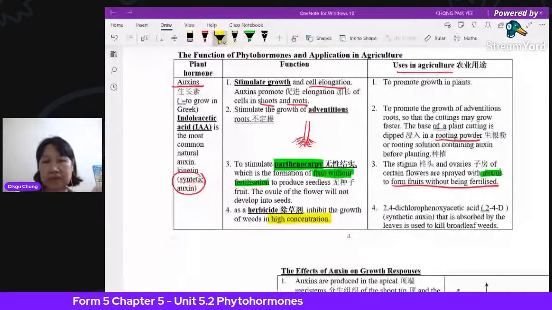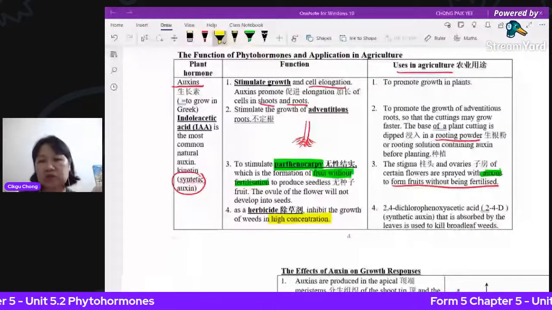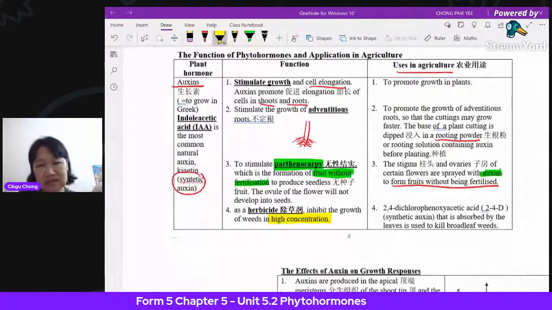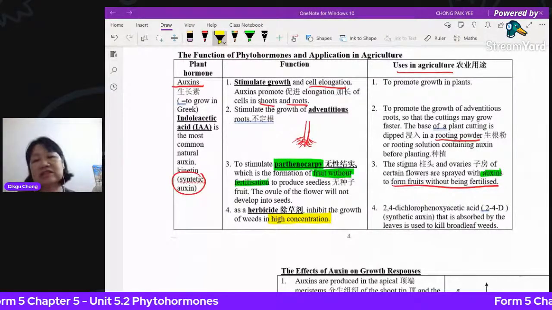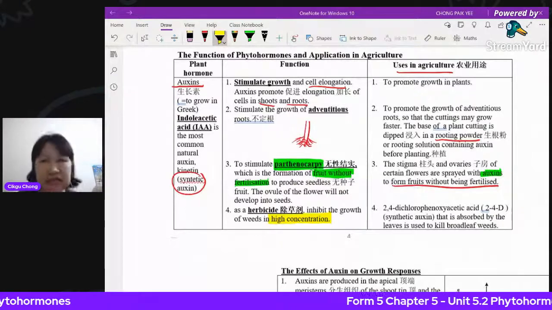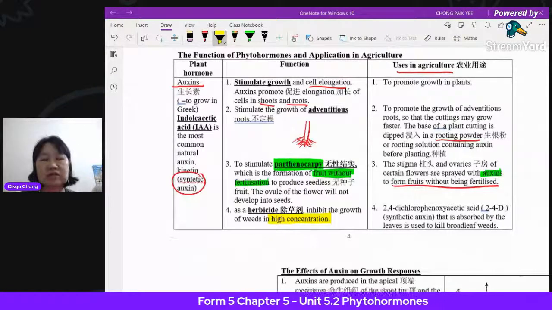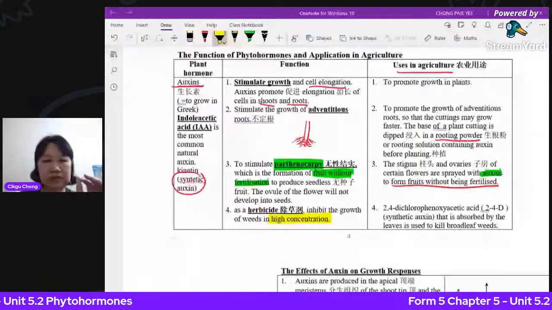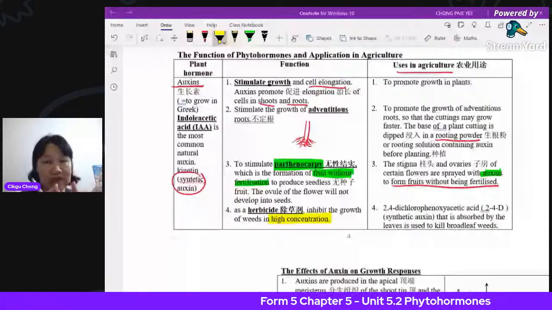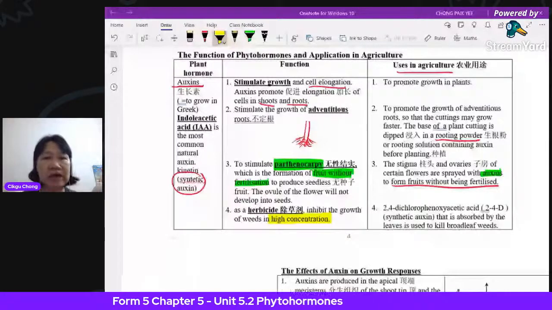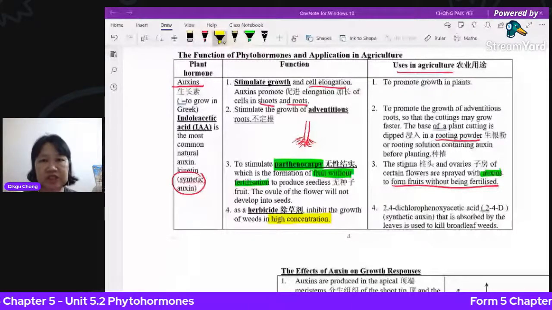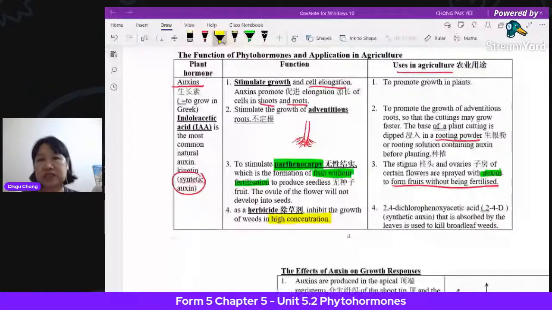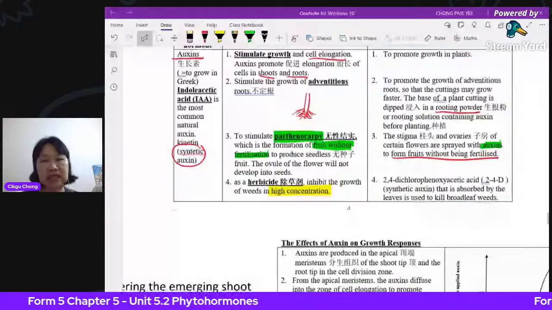Okay, one of the examples is this synthetic auxin called 2,4-D, which actually means 2,4-dichlorophenoxyacetic acid. Okay, 2,4-D for short. This was developed by a scientist by the name of Dr. Galveston, back in about the 1930s or 40s. He found that when he used this chemical on the plant in a certain quantity, it would promote growth, and the plants grew very well. But when he experimented and used a very high concentration, it actually killed the plant. So this 2,4-D is used to kill weeds. It can be used as a herbicide.